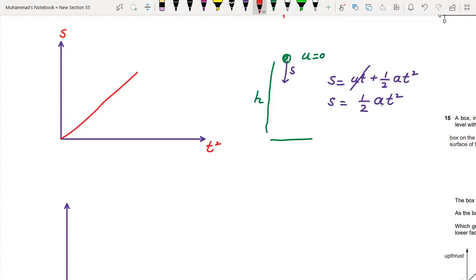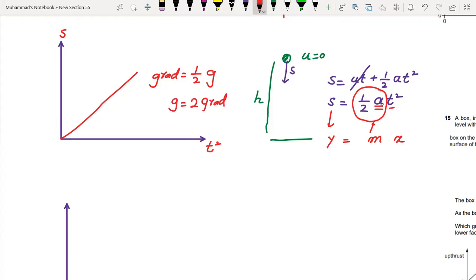And what is the gradient of this graph? If you compare this graph with the equation of a straight line, this is your y, and t square is your x, so this is your gradient. So the gradient in this case will be 1 by 2 g, where g is gravitational acceleration. So from this graph, you can find gravitational acceleration as 2 times the gradient.